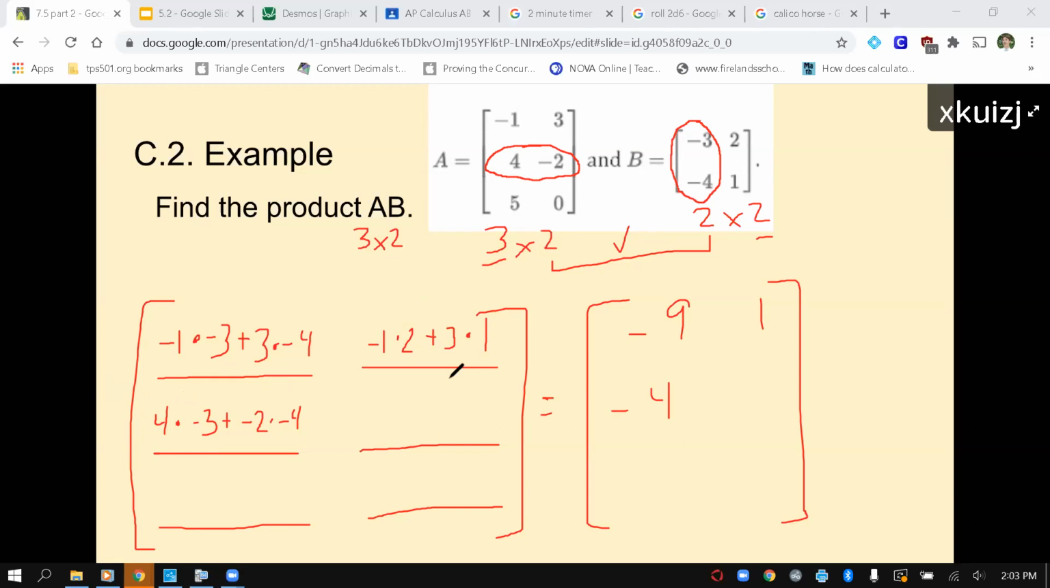Second row, second column. Second row, second column. So 4 times 2 plus -2 times 1. 8 minus 2, 6.